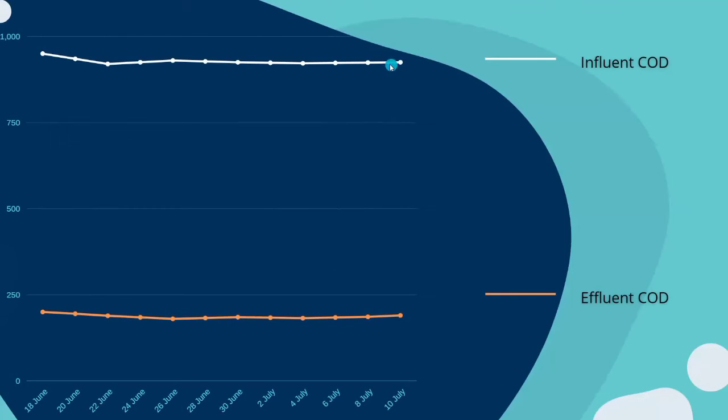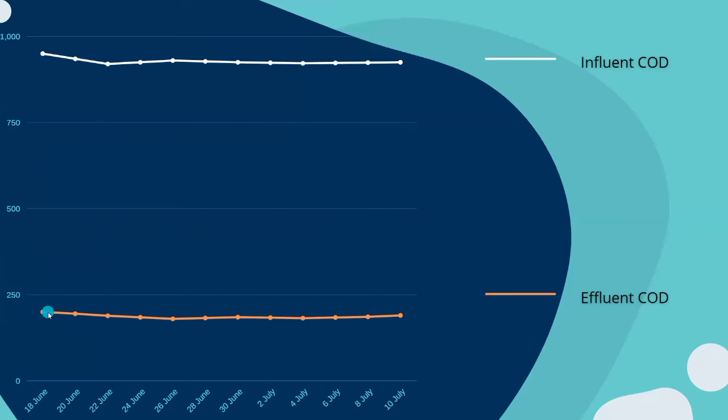Influent COD of 18 June is 950 and on 20th June is 935, 920, 925, 930, 920, 925, 923.5, 922, 923, 924, and 925 on 10th July. The units are in milligram per liter.